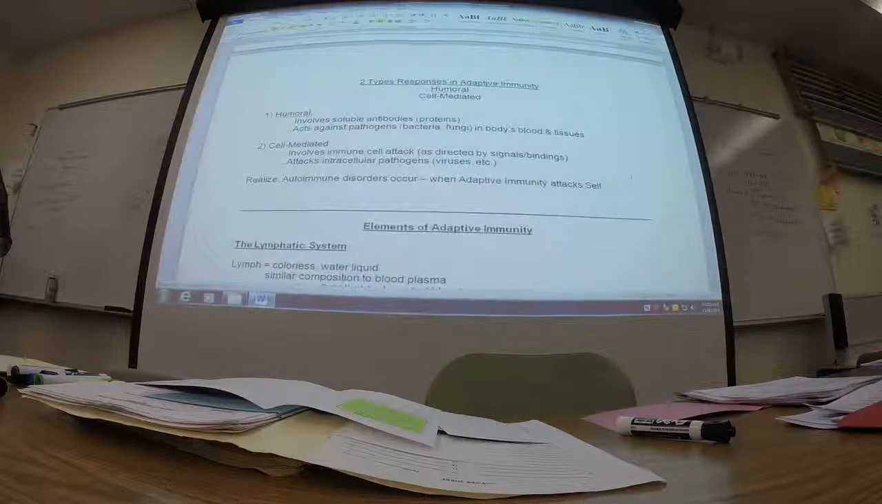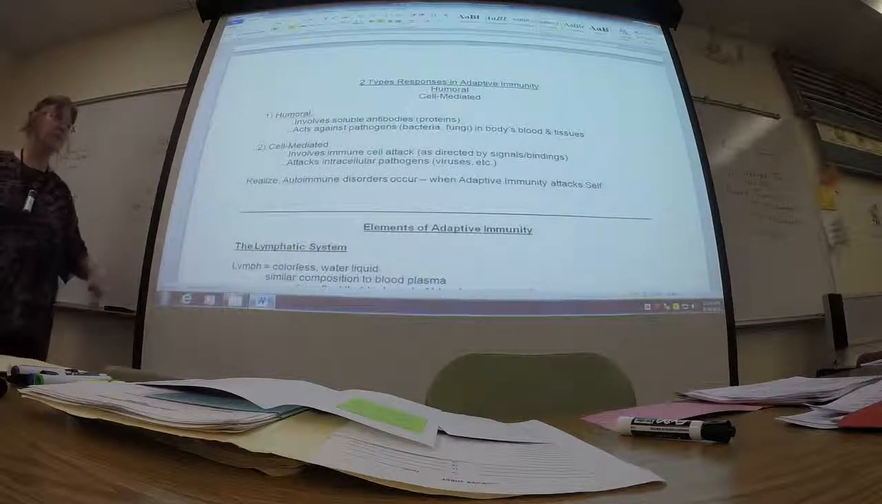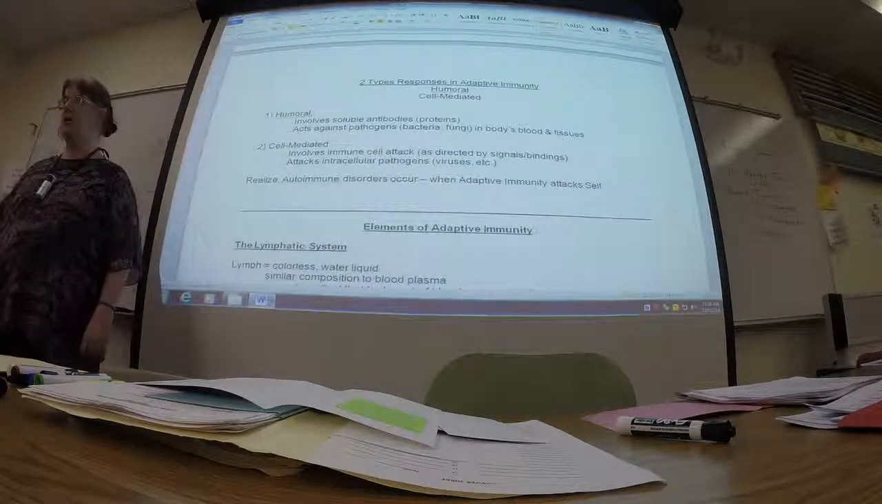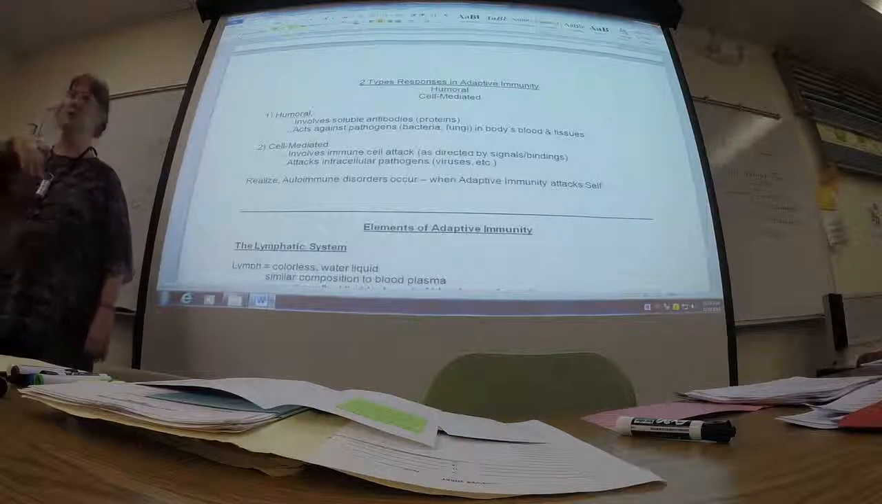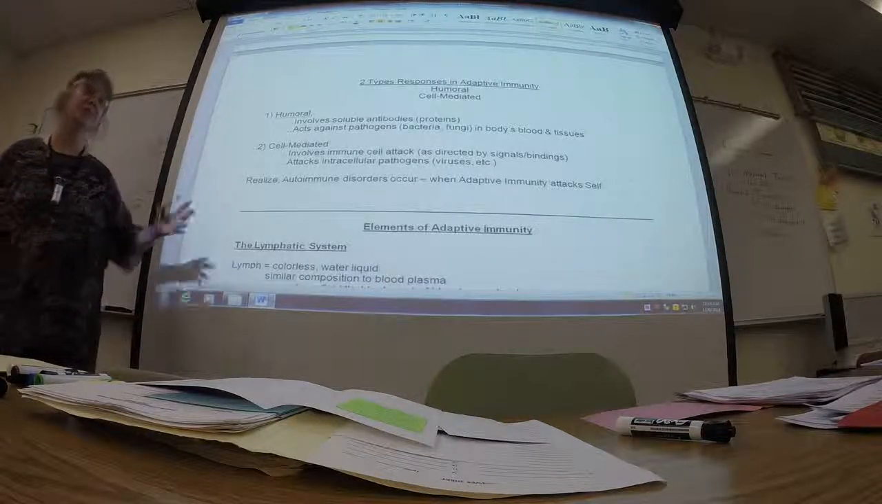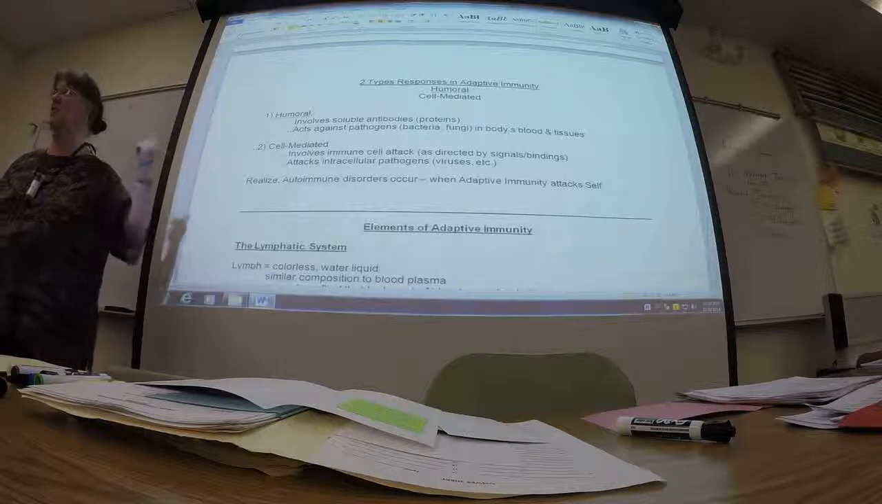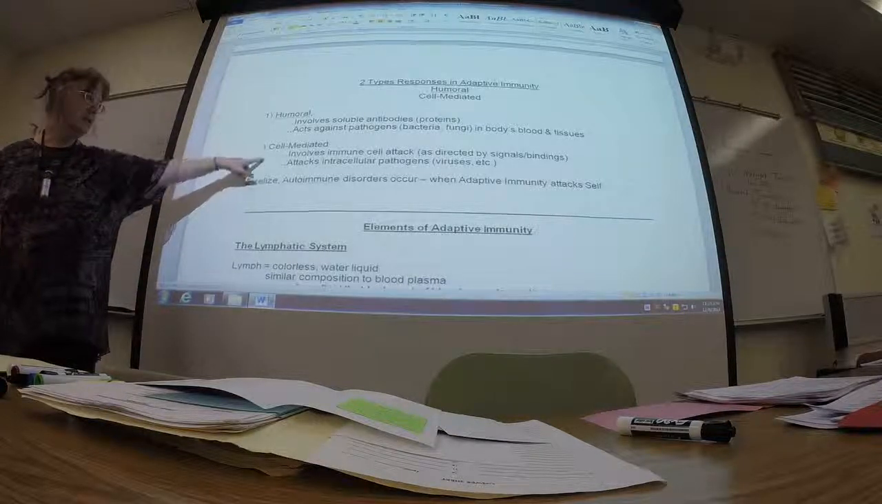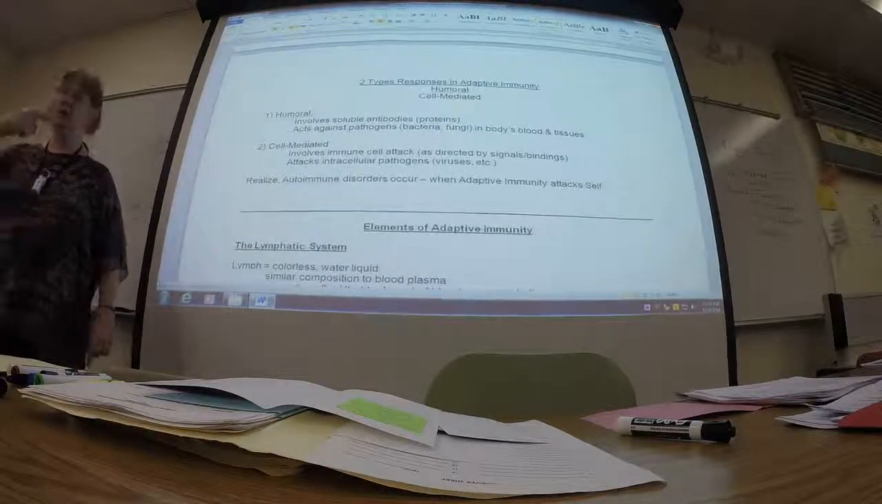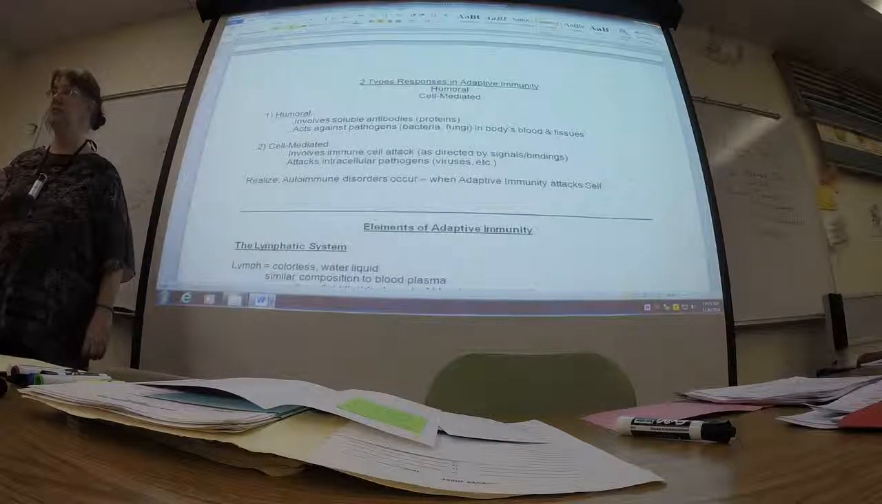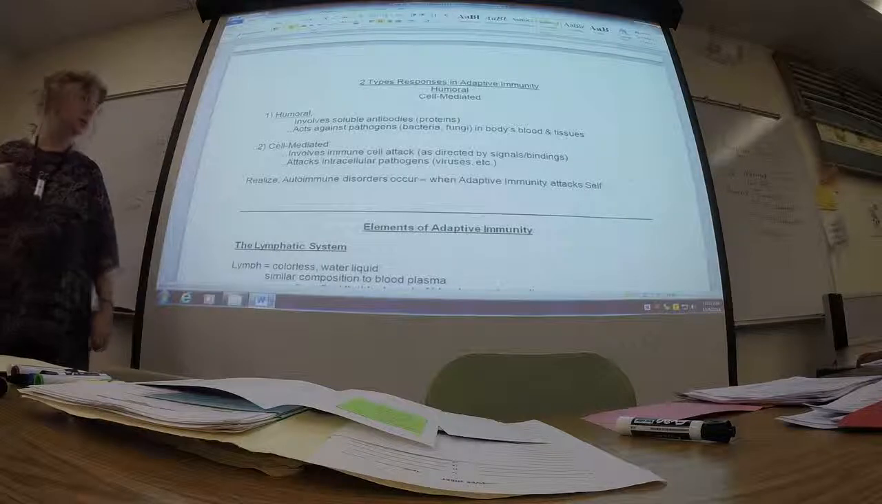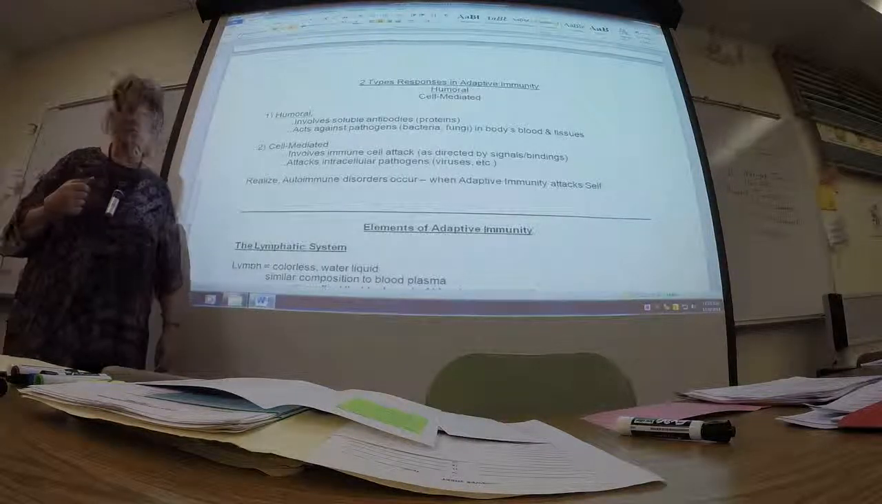Humoral means B cells. The way they're thinking is they're saying antibodies are soluble, so they think soluble means humoral, and that's just the way the names are. I don't see it, but that's why they named it that way. Cell mediated is TC. Who's in both? The TH.